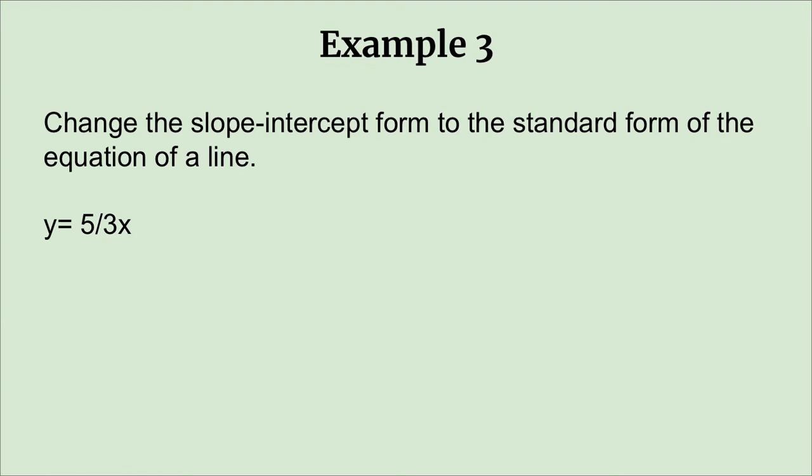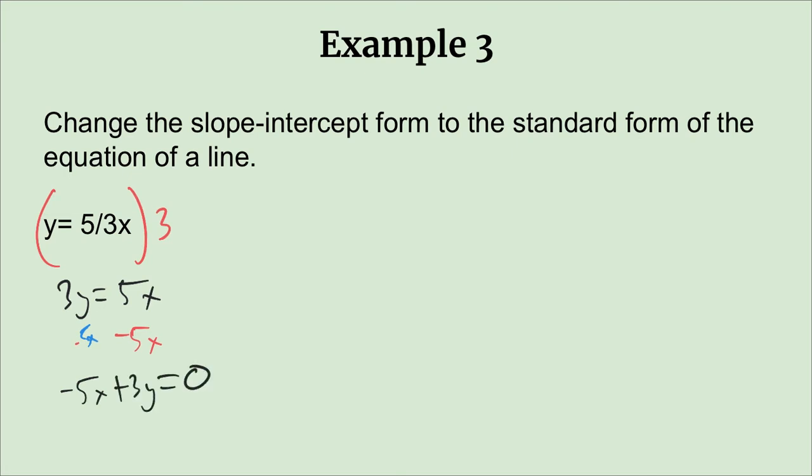We want to change the slope-intercept form again to standard form here. We have a fraction, so we're going to start by multiplying by the denominator. The denominator here is 3, so we're going to multiply everything by 3. So we get 3y equals 5x, and then we'll subtract 5x from both sides. And we get -5x plus 3y equals 0.